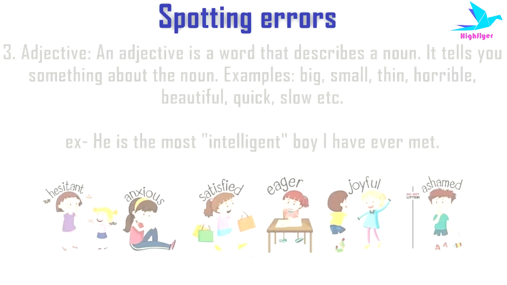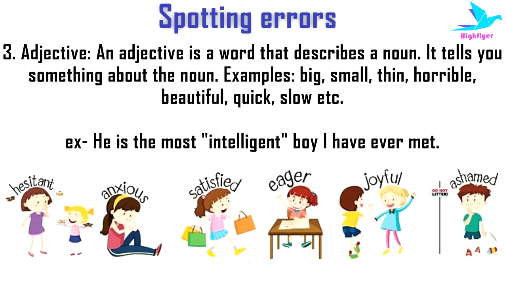Next we'll talk about adjectives. An adjective is a word that describes a noun. It tells you something about the noun. To take the example of a sentence: He is the most intelligent boy I have ever met.